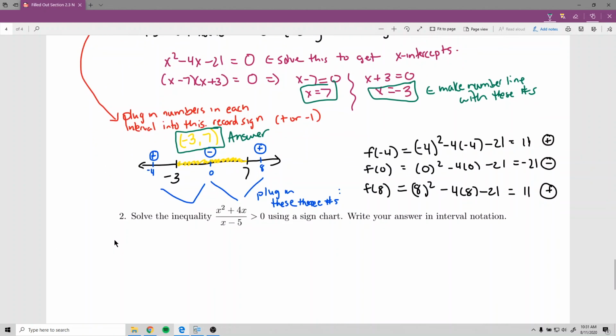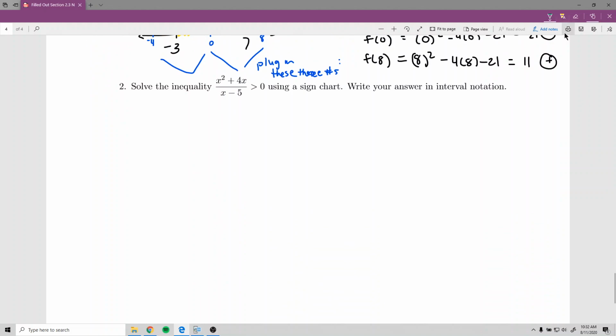Right, but in general, you don't want to have to graph these, and this next one, as you can see, it's not a parabola. You might not know how to graph it. You wouldn't want to try to graph it. That's why we're going to do this new approach, using a sign chart.